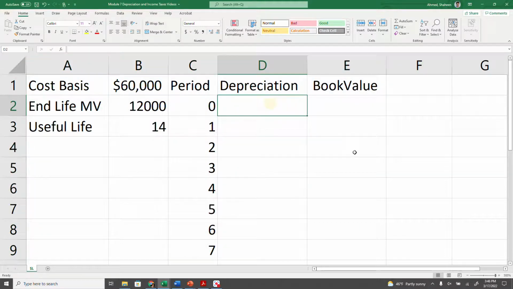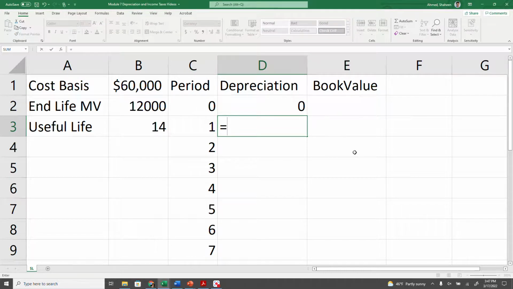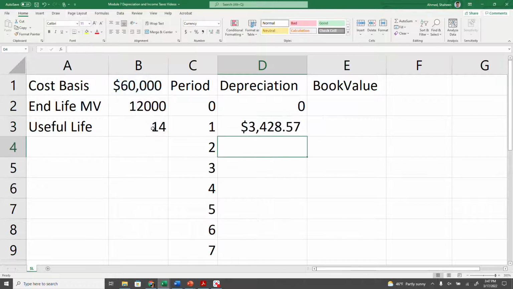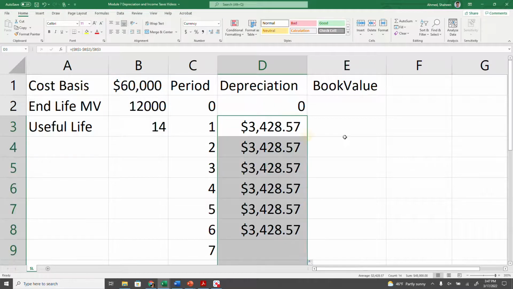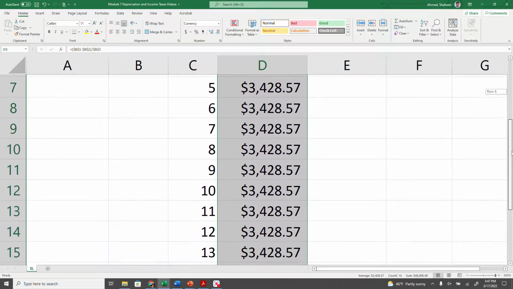Now the depreciation formula is simple. In year 0, no depreciation. From next year, it's simply a straight line depreciation. So it's going to be the cost basis minus the end of life market value. We're going to freeze that because we'll be using the same value for all of the years up to 14, and then we freeze that as well. Close the parentheses, divide by the number of years, 14. So that's the yearly depreciation, and that's going to continue up to 14 years.